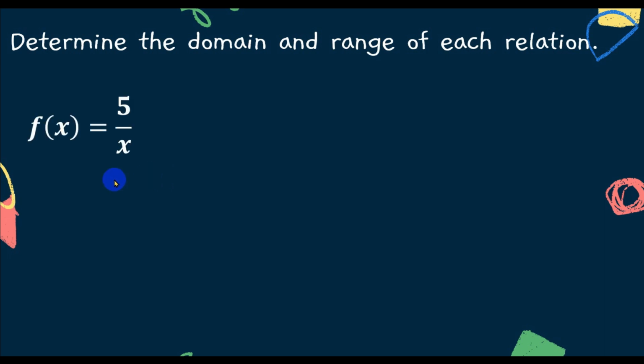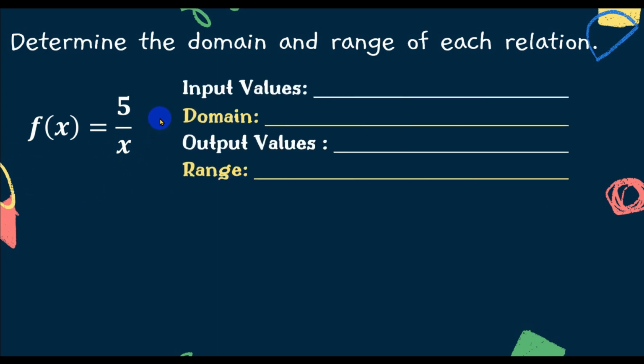So, next example, we have here f of x is equals to 5 over x, and this is in the form of functional notation or rule method. And we are the one who are going to give the input values and then solve for the output values. So, for example, our input values are negative 10, negative 5, 1, 5, and 10. So, what will be our output values?